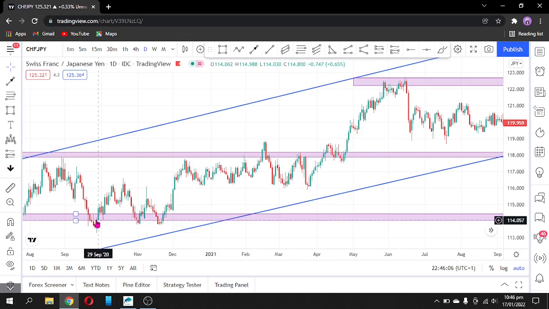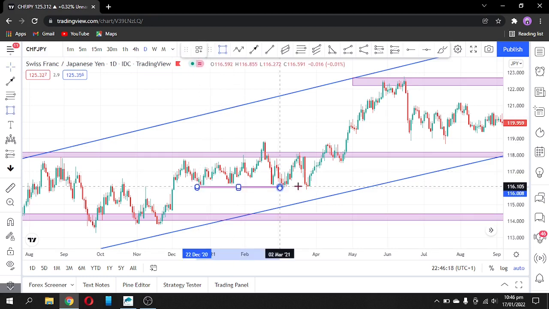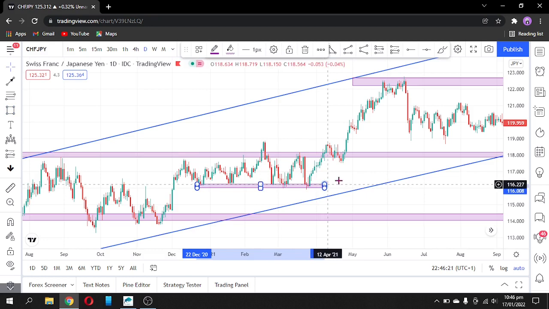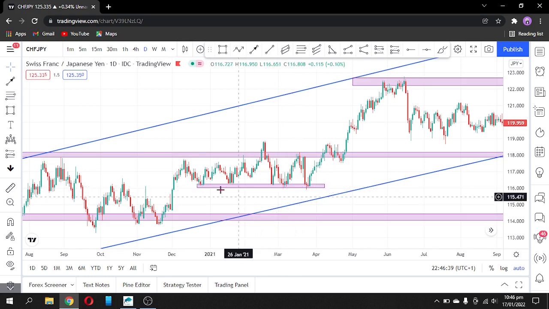So at this support level, price respected this support, pushed back up again, and then we have another support level here, and you can see that at this support level we have reversal candlestick patterns. We have the dojis, we have the hammer, and the shooting stars and spinning tops here at this support level.